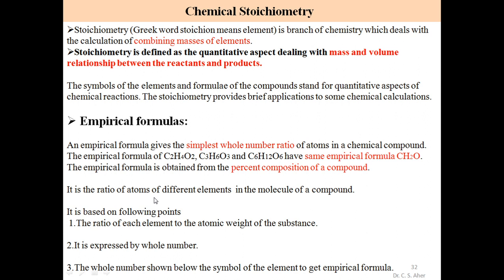Percent composition of a compound is the ratio of atoms of different elements in a molecule of a compound. So these are the three types of atoms in three different compounds. Their ratio is 1:2:1. This ratio is maintained in these three compounds. So it is a ratio of atoms of different elements in a molecule of the compound. It is based on the following points.